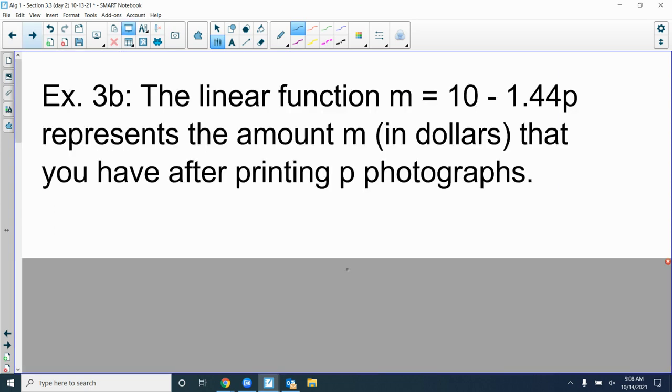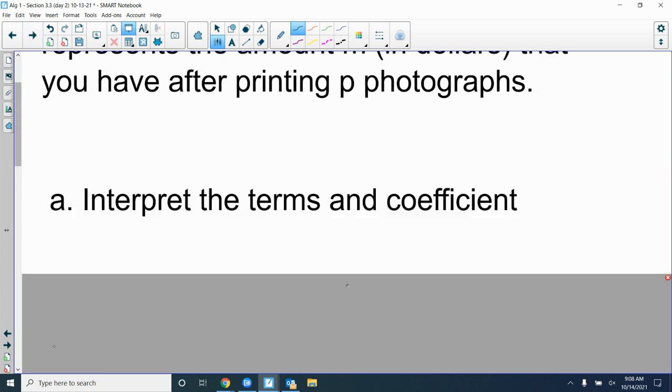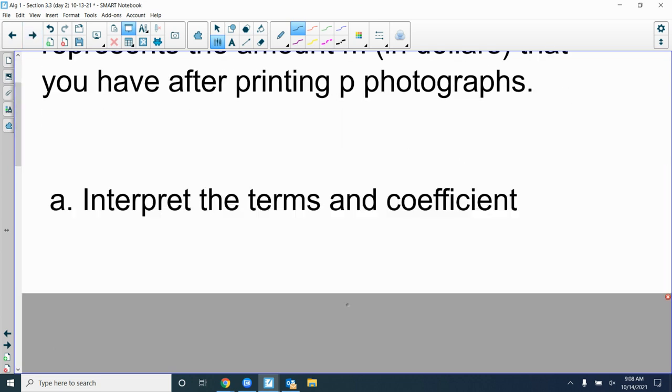Let's see. Linear function m equals 10 minus 1.44p represents the amount m in dollars that you have after printing p photographs. All right, interpret the terms in the coefficient. So the 1.44 and the 10. I want you to think, what do those represent? The 1.44 and the 10. All right, take a second. Think through that.